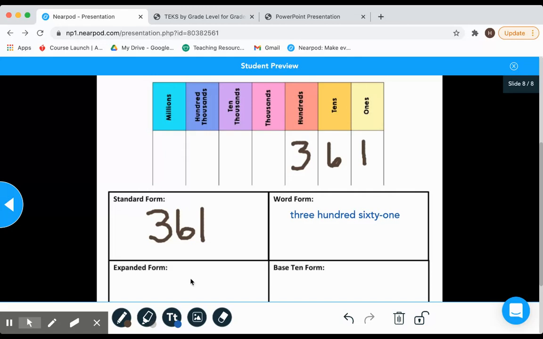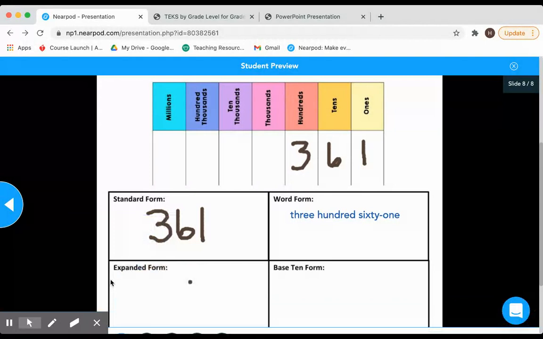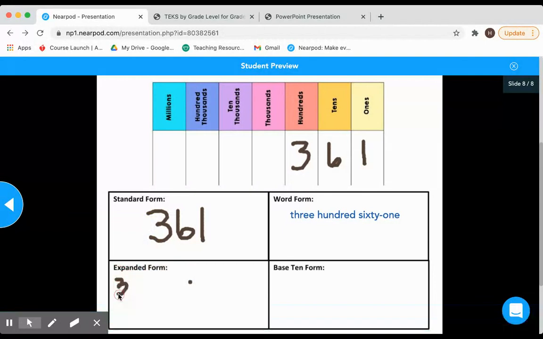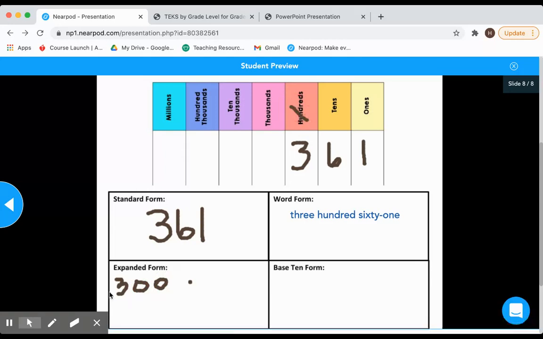Expanded form is going to add up the value of each of our digits. So the most important thing here is knowing how much each digit is worth. What's the value of each digit? So how much is this 3 worth? If we know it's in the hundreds place, then I know it's worth 300. So I can write 300 for its value, and that's done. I'm done with that hundreds on my expanded form.